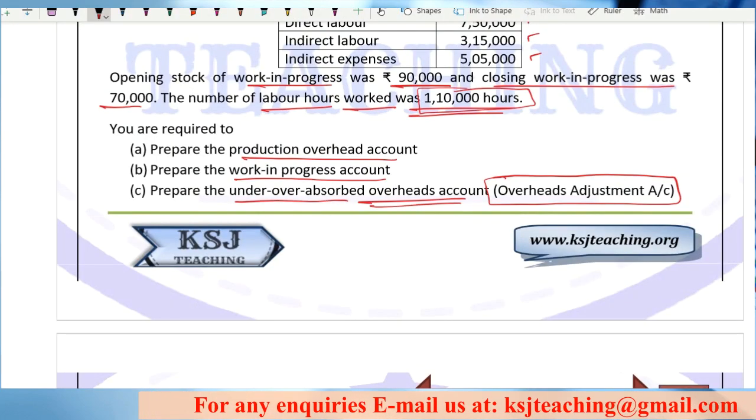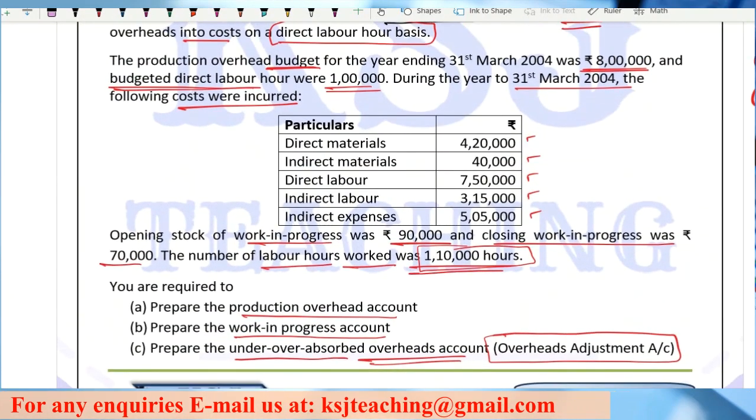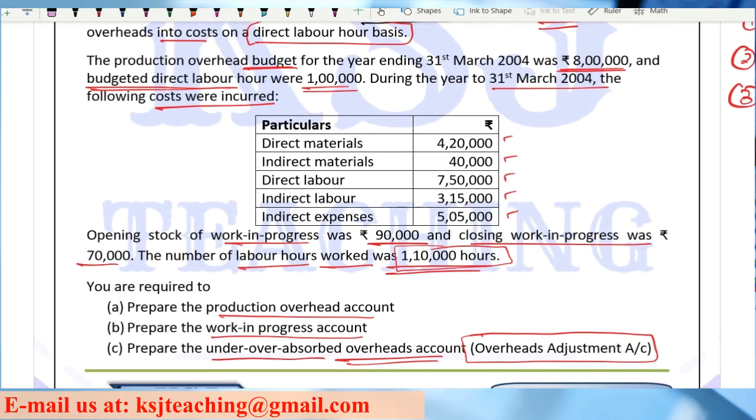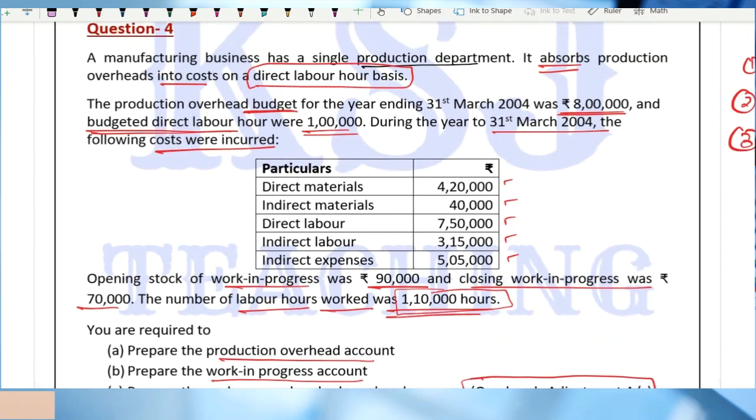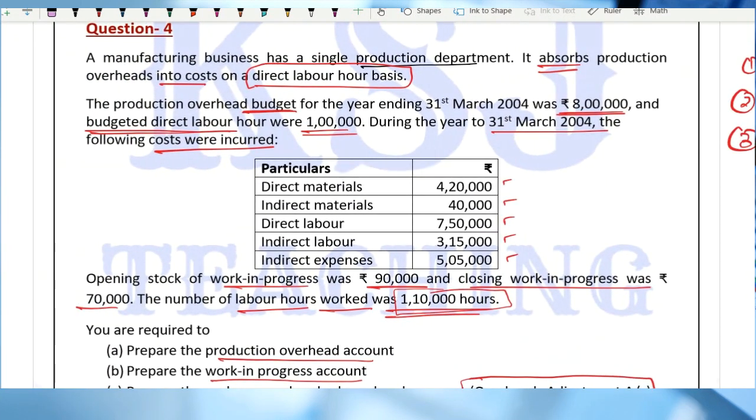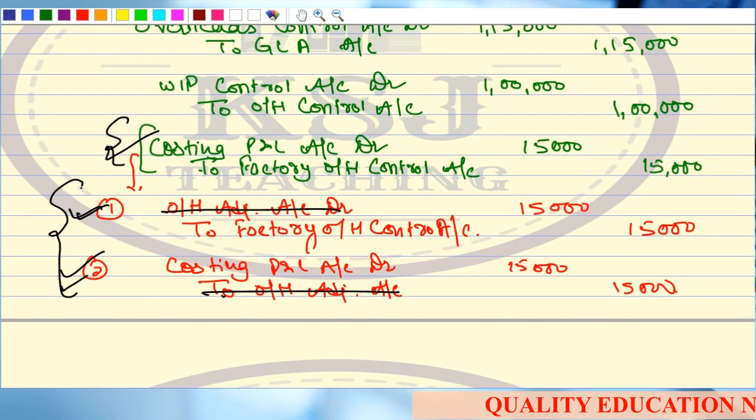Clear? Any doubts? So I told you the first thing that you have to calculate is the overhead absorption rate, right? And the second thing that you need to do is calculate the absorbed overheads. Now how to calculate this overhead absorption rate, sir? Let's see.